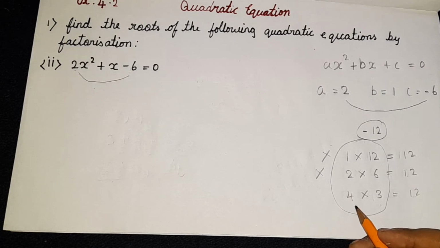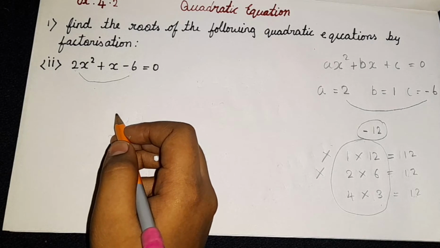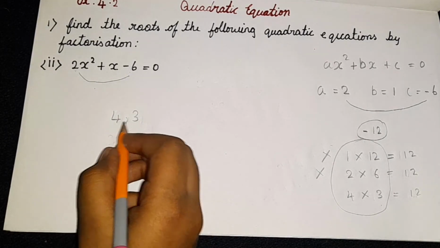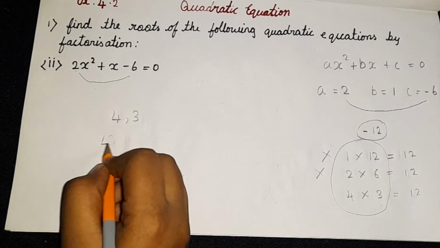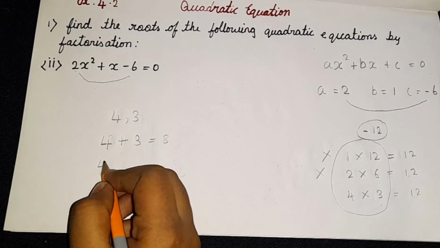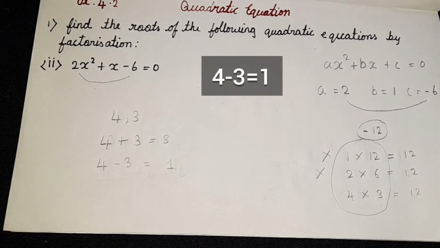So next one we have 4 into 3. When we add them we get 7, but when we subtract, we might get 1. Okay, so now let's check it out. I am sure that we'll get it just by looking at it. We are going to be adding or subtracting 4 comma 3. So first of all let's add it. 4 plus 3 is 7 and 4 minus 3 is equal to 1. Alright, so 4 minus 3 is 1.